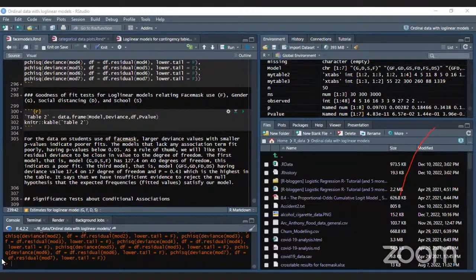So I want to stop here. For the other ones, we have taken our decision here. We have said that model 5 is the best.